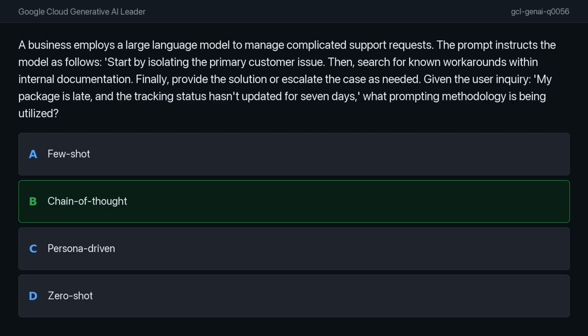While this prompt technically lacks examples, making it a zero-shot interaction, chain of thought is the more precise term because it highlights the methodology of decomposing the task. A key exam tip here is to look for instructional language that mandates a sequence of thought, as that is the signature indicator of chain of thought prompting.